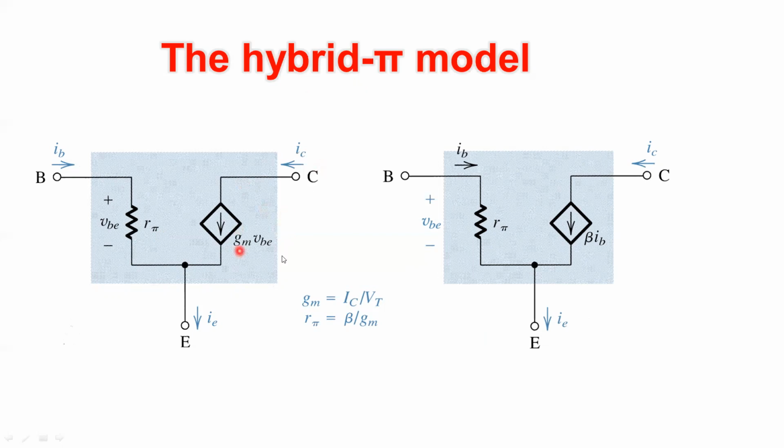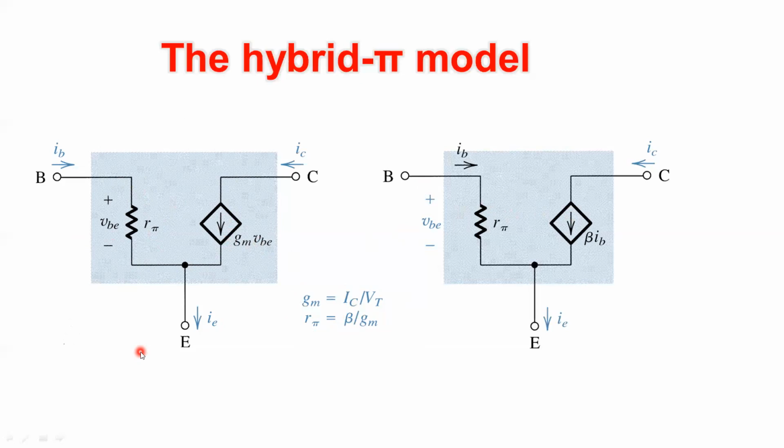Now you have a voltage-dependent current source. This is actually the difference. Here you have a current-dependent current source, which is DC. Here you have a voltage-dependent current source, which is AC. Again, the resistance r-pi can be calculated by this relation: r-pi equals beta over gm. Beta is given, and you can calculate gm, so you can calculate r-pi. This model will be widely used in order to solve AC BJT problems, as you will see in the next part of this lecture.